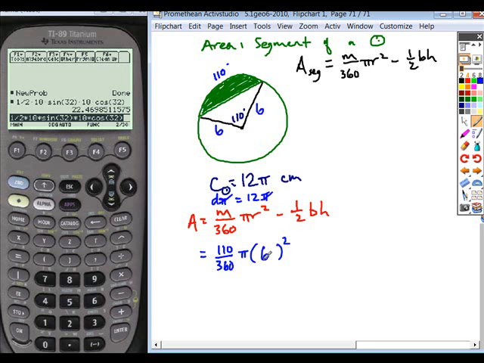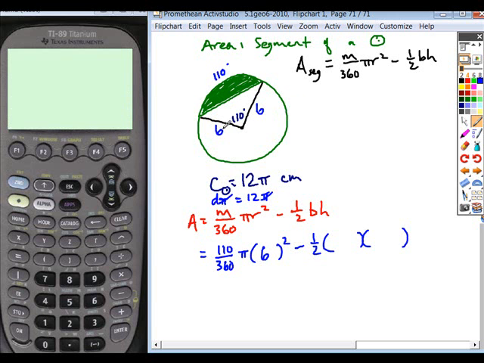So we have a radius of 6 minus 1/2 our base and our height. Okay, so are 6 and 6 our base and height here? No. In order for those to be our base and height, what would that central angle have to be? 90. If it was 90 degrees, then those are going to be our base and our height. In this case, it's not. So what we have to do is use a different set of base and height. It's not just going to be those.